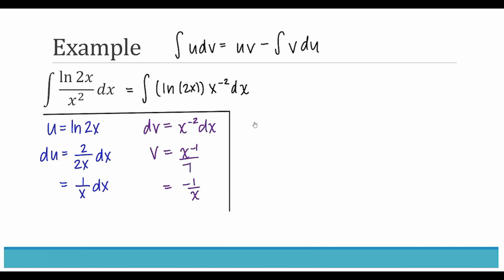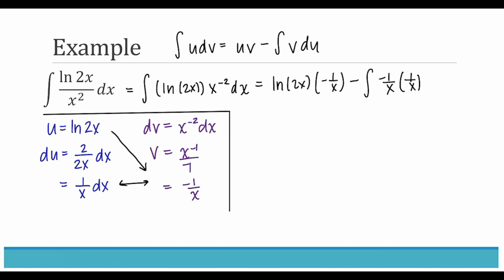So now I can apply the integration by parts formula. I'm going to have u times v, so multiplying diagonally here, I'm going to have natural log of 2x times negative 1 over x minus the integral of v du. So here, I'm going to multiply v and du together. That's going to be negative 1 over x times 1 over x dx. So now I have negative natural log of 2x over x plus the integral of 1 over x squared dx.